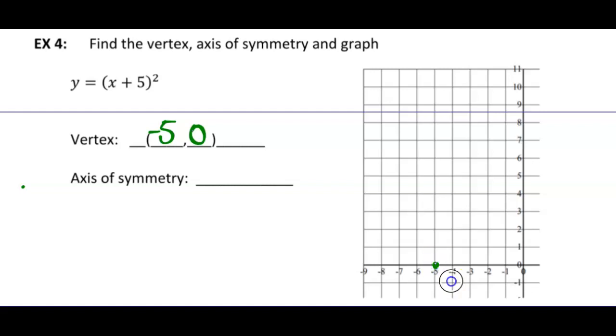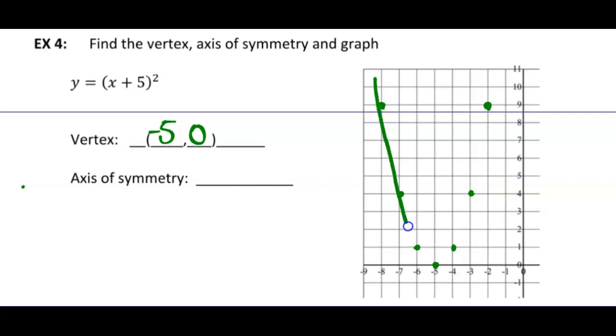From there, I'm going to go over 1, up 1. Does it matter if I go up, over to the left or right first? It doesn't. 1, 1, 2, 3. So that'll put me right there. Over 1, up 5. 1, 2, 3, 4, 5 puts me right there. Okay, so other way. Over 1, up 1. Over 1, up 3. 1, 2, 3. Over 1, up 5.